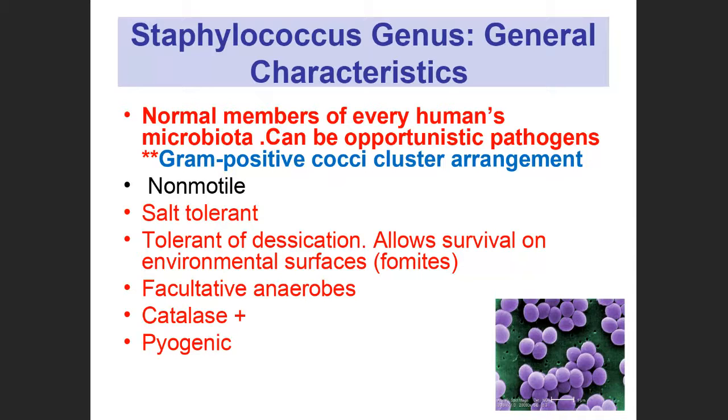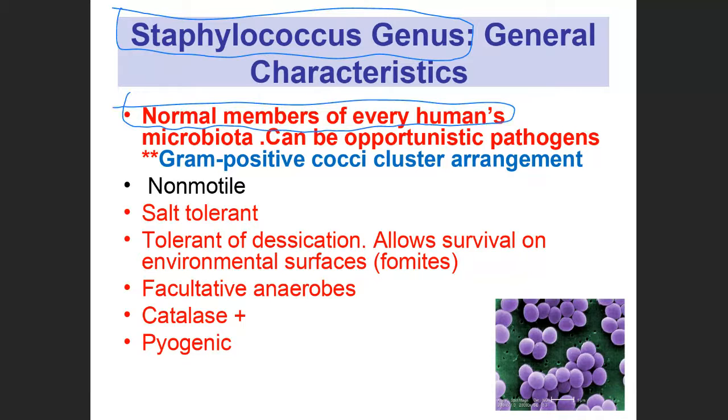Okay, so first of all, we're going to deal with the genus Staphylococcus, which is one of the most important, medically important genera out there. And many of the members of the genus, many of the species, are normal flora in the human body, but they can also be opportunistic pathogens. Staphylococcus is a gram-positive cocci arranged in clusters. Definitely need to know these.